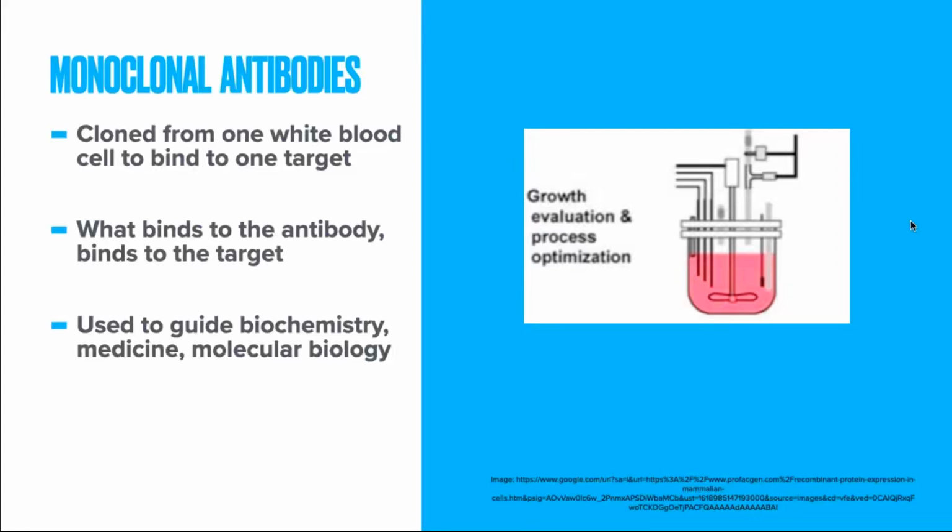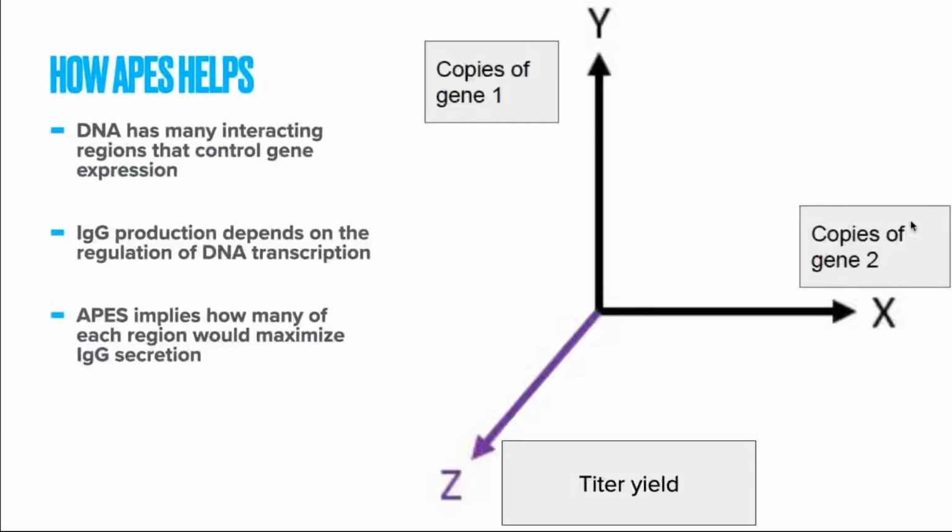So let's say that you wanted a chemical that would neutralize a toxin. You could have it bind to the antibody, right? Which binds to the toxin, the chemicals interact, the toxin is neutralized, right? And these are used throughout biochemistry, medicine, molecular biology. They're an already existing and established tech, right? So again, apes can help here.